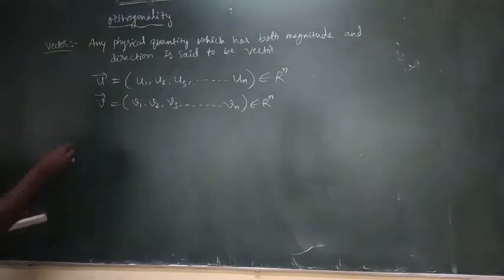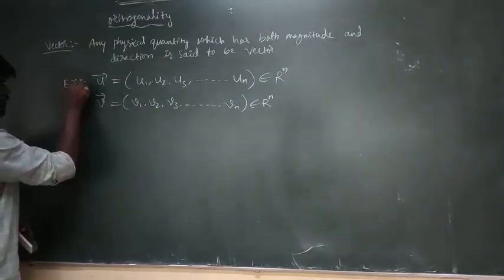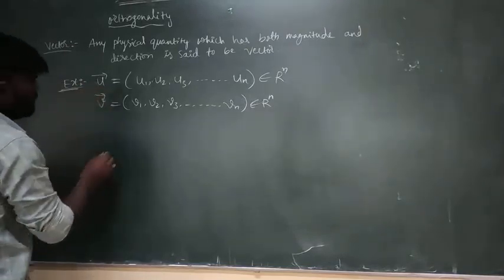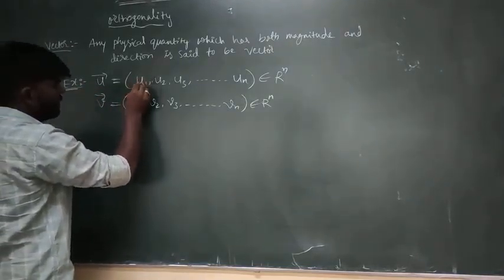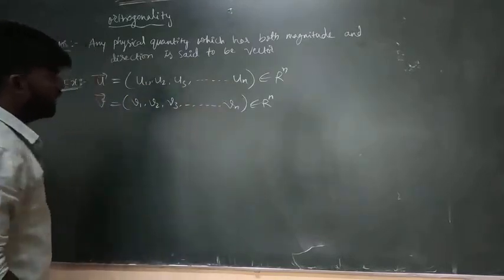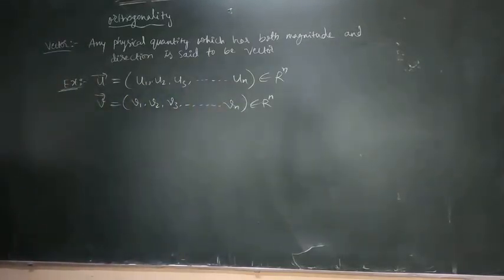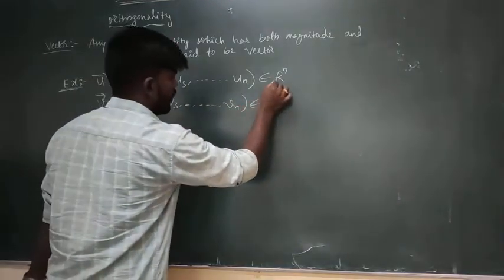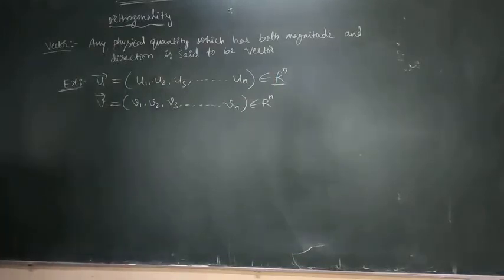Here is an example. If u is this vector, u contains u1, u2, u3, and so on up to un, in n dimensional vector space. Here Rn is an n dimensional vector space. N determines the dimension of the vector space, and v, also the same as v1, v2, v3, is also a vector in n dimensional vector space. Now we'll see the properties of vectors.